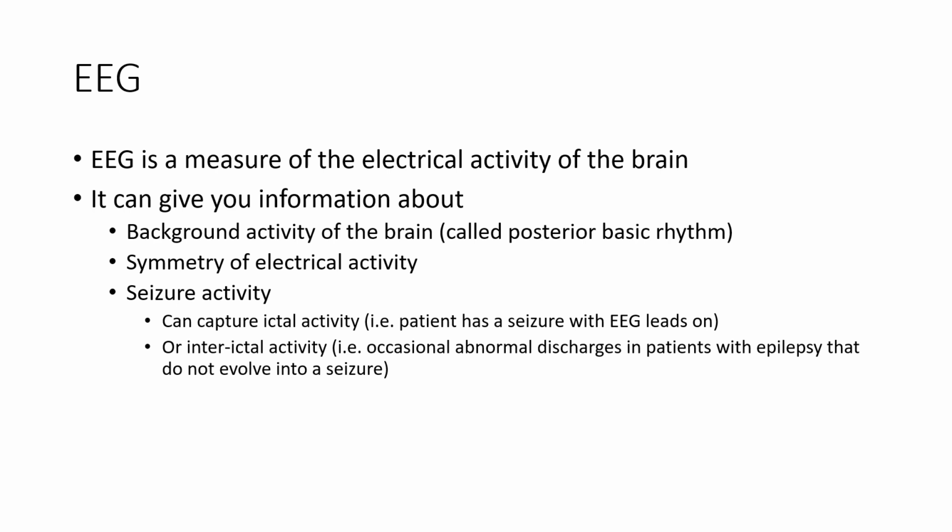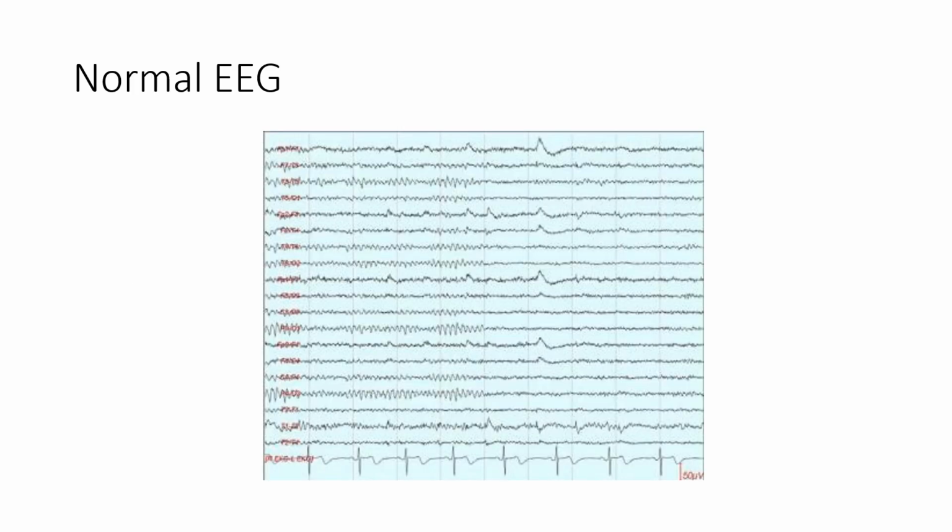Interictal activity means that these are occasional abnormal electrical discharges in patients with epilepsy that don't evolve into a seizure. But if we see this activity, it tells us that this patient likely has an underlying seizure disorder or underlying epilepsy. So just to give you an idea, this is what a normal EEG looks like.